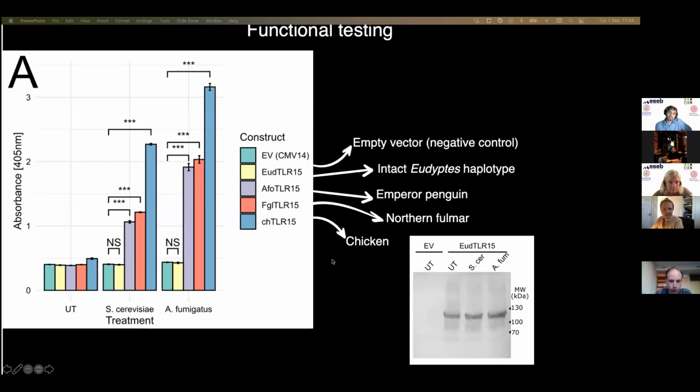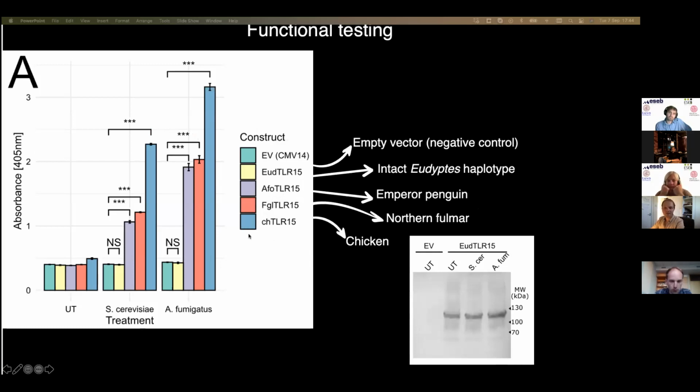The key to understanding this was to functionally characterize the intact TLR15 to see whether it was indeed functional. So to do this, I cloned the intact haplotype from the Eudyptes TLR15, as well as the emperor penguin TLR15, the northern fulmar TLR15, and the chicken TLR15.